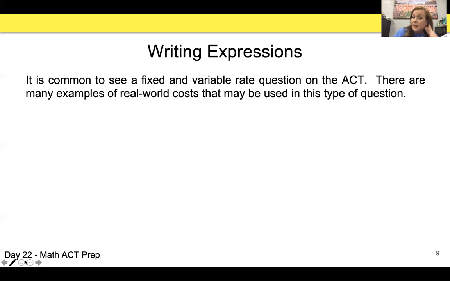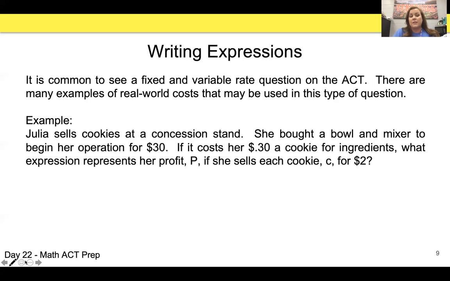It's common to see a fixed and variable rate question on the ACT. So there's many examples of real world costs that can be used in this type of question. Here we go. You've got Julia sells cookies at a concession stand. She's got fixed costs. She bought a bowl and she bought a mixer to start her business. That was $30. She's got a variable cost of 30 cents per cookie for the ingredients. So she wants to have an equation to represent what her profit's going to be. And she's going to sell each cookie for $2.